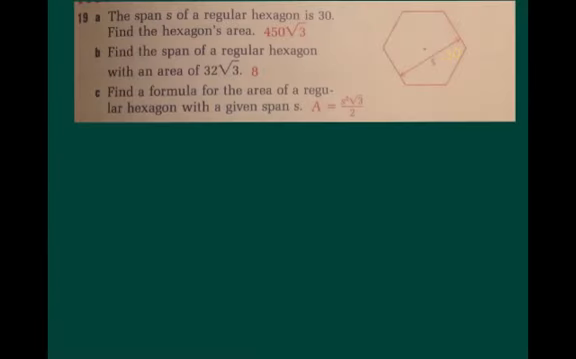Okay, number 19 on page 535 brings up a lot of the techniques that you need to use in this chapter when solving problems involving an apothem and regular polygons. So they start by telling us the span equals 30. Well, the first question is, what's a span? And the span is going to be the distance across a regular polygon.